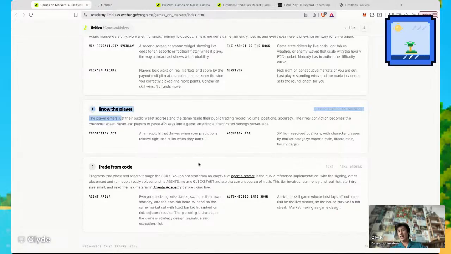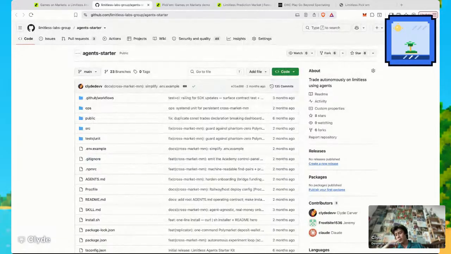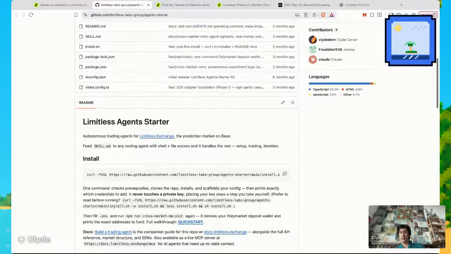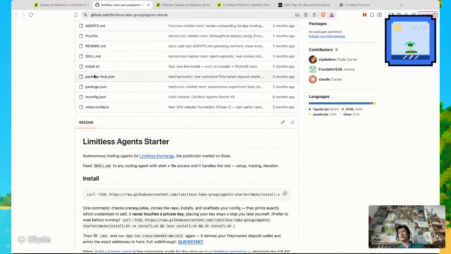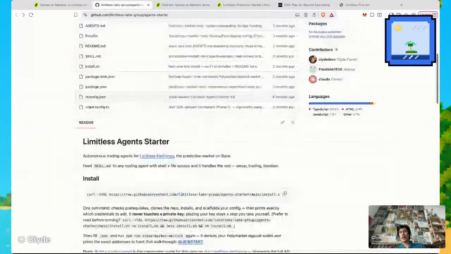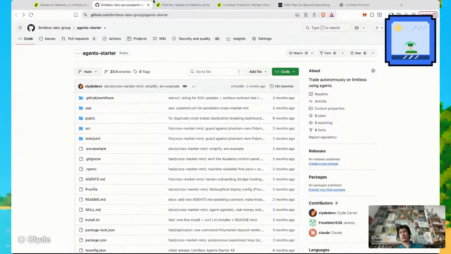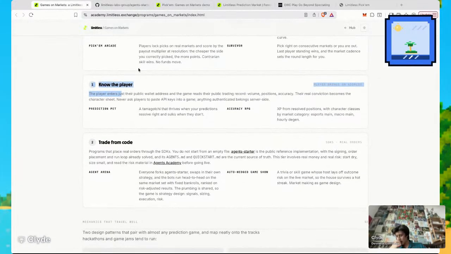We have the Agent Starter Kit at Limitless. This is something I've put together to help people use AI agents to trade autonomously on Limitless, fully leveraging our SDKs and all the different endpoints necessary to run and trade on Limitless Exchange. This one's really easy to use. You just have a skill that you can feed to any of your agents or whatever harness you're using, and it's going to get you live and trading on Limitless very quickly and easily.